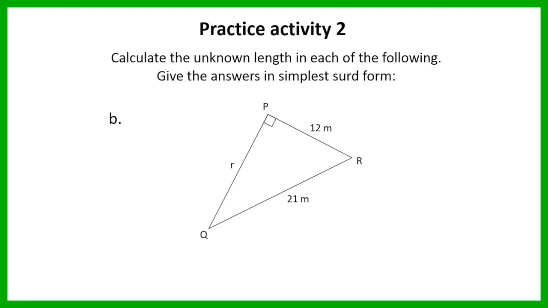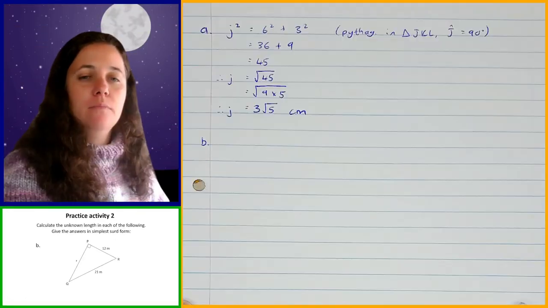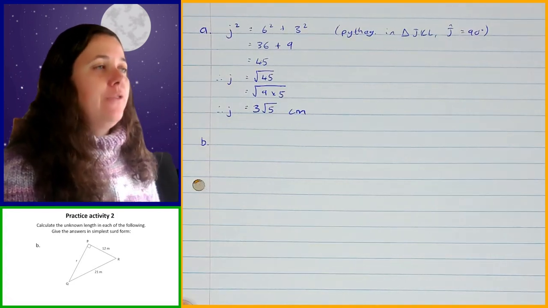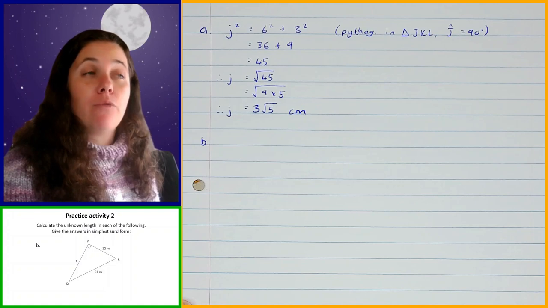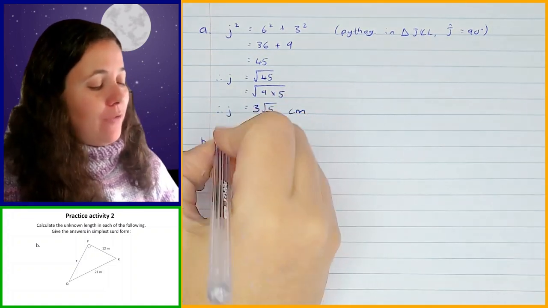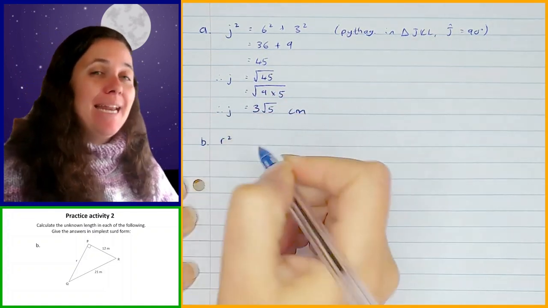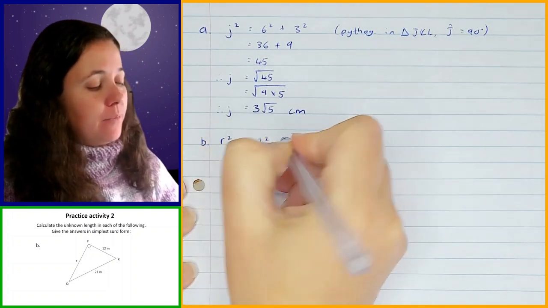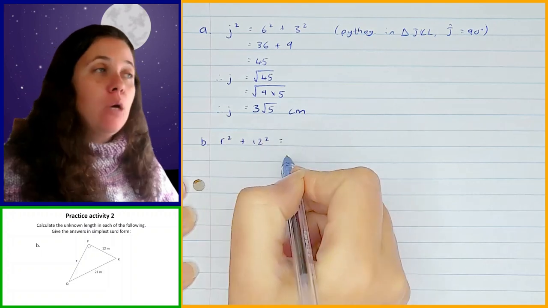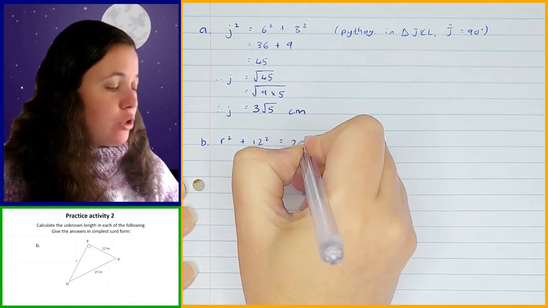Okay, so let's see how that question went. So in question B, first of all, you had to recognize that R is not the hypotenuse. It is one of the right angle sides. So when I have R squared, I need to add it to the other right angle side. That is 12 squared. And that is going to be equal to the hypotenuse squared. So that's equal to 21 squared.